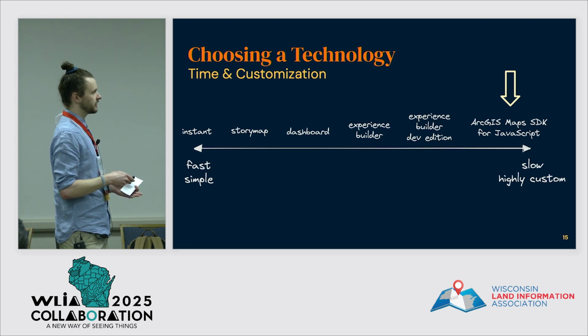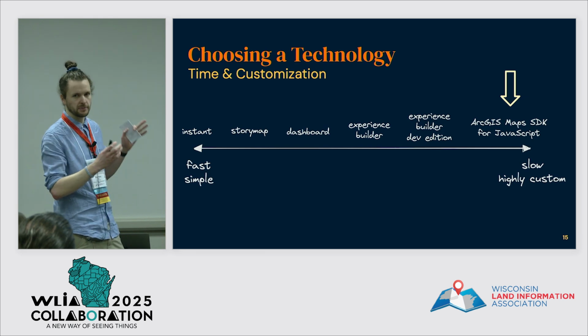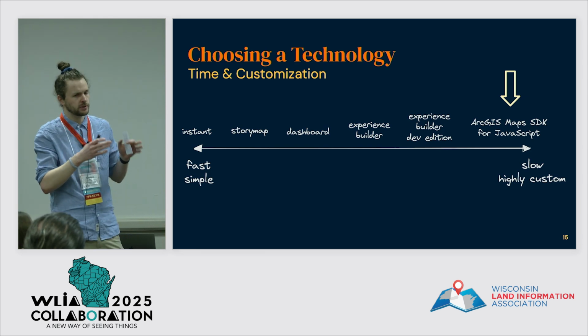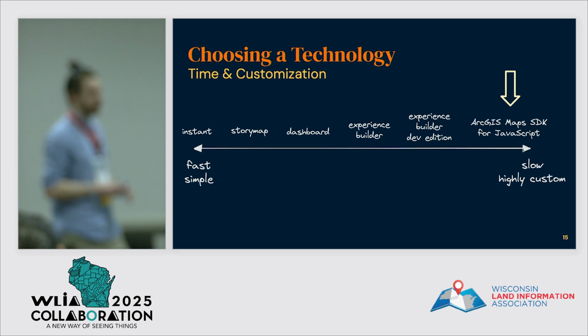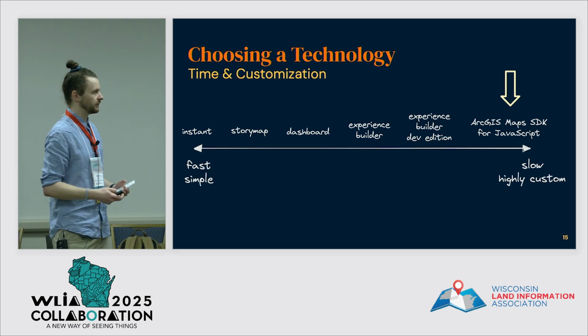In between, there are the other applications. I would say Instant Apps is very easy. I would lump Dashboards and StoryMaps together. They get some more functionality, but are still pretty limited. Experience Builder is quite open in what you can do. It's like a website builder.